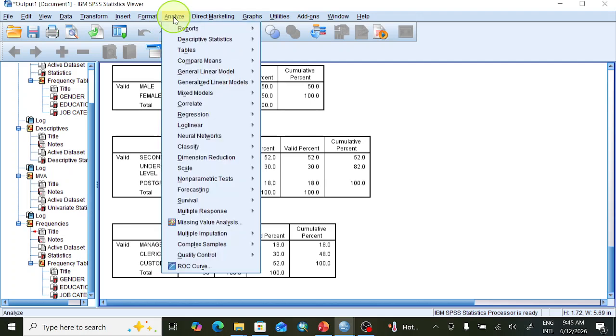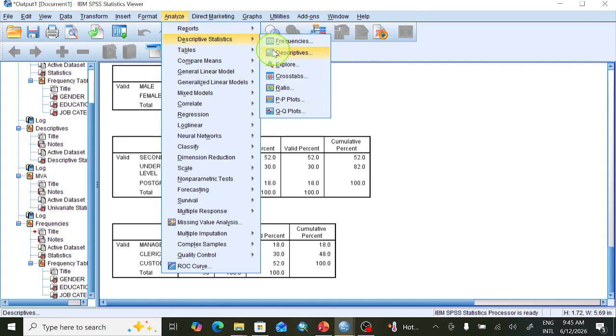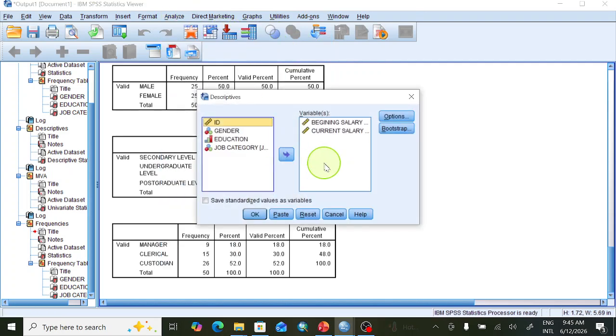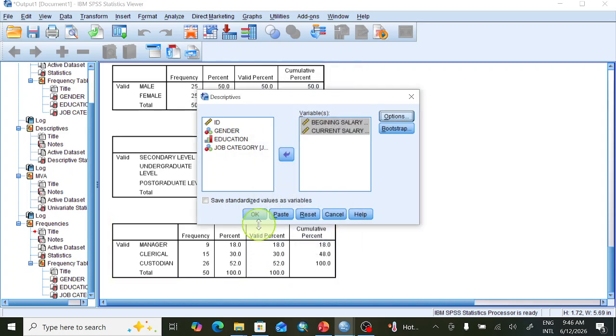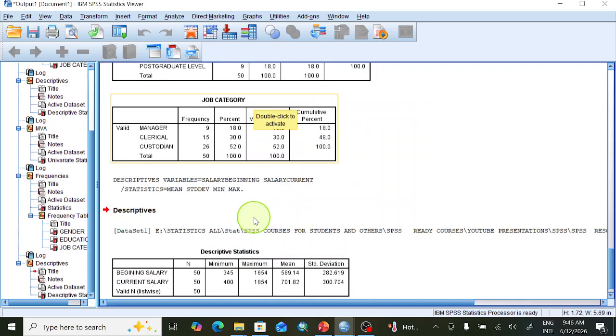So for continuous measures, we come to descriptive statistics here. In the descriptive statistics, you are only dealing with these two measures. And then again, you come to the option. So for me, let me say you look at the mean, the standard deviation, the minimum, and the maximum. Then you say okay, and then you hit this okay here. Then you have your descriptive statistics.